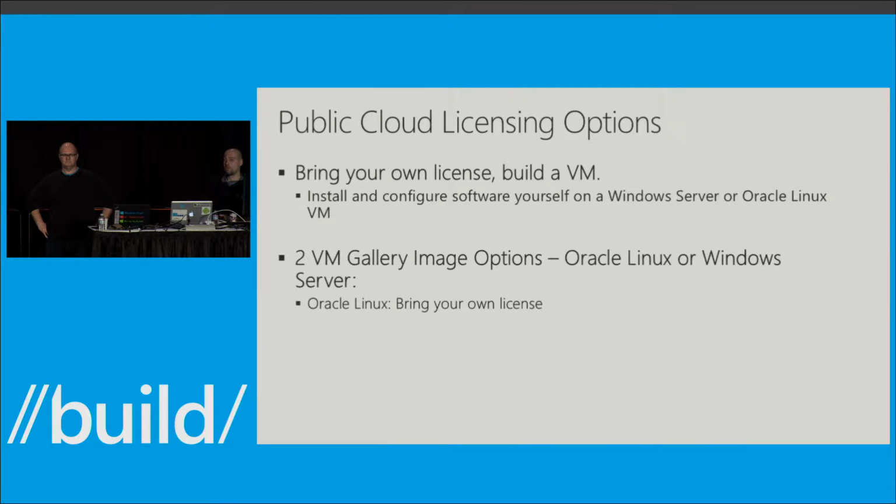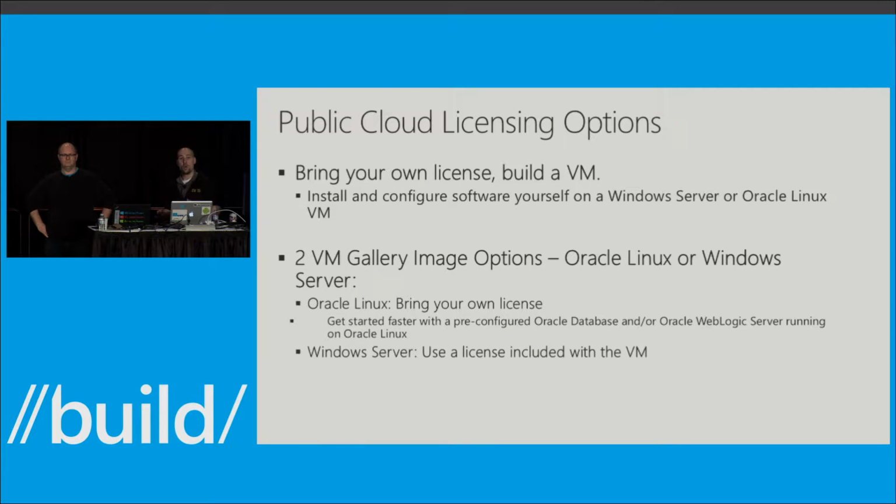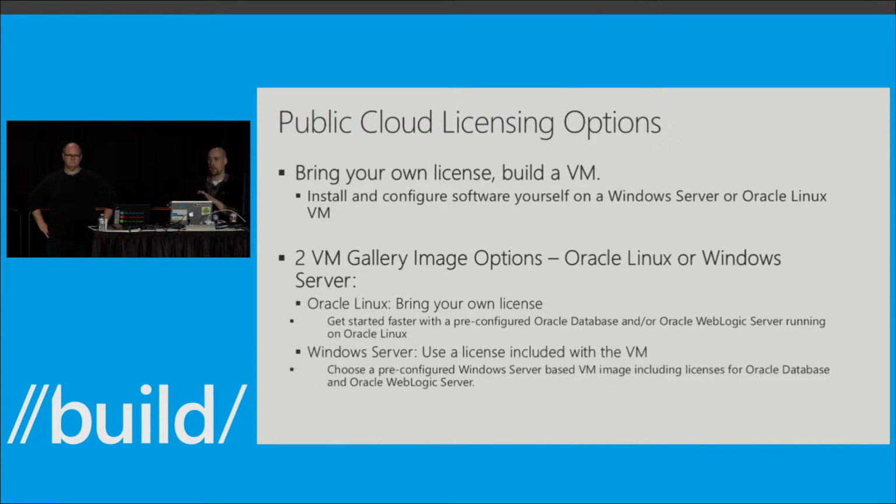So with Oracle Linux, you bring your own license and you configure Oracle Linux. Once you get down to Windows Server, though, when you spin up a Windows Server instance running one of the Oracle options, you basically get a VM with a license, so it's all built into the pricing. So if you're not already licensed with Oracle, you don't have to worry about that when you get a Windows Server image. It's going to be basically packaged for you.